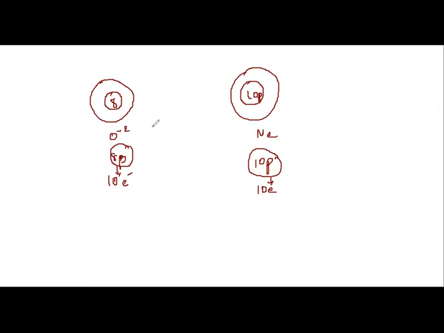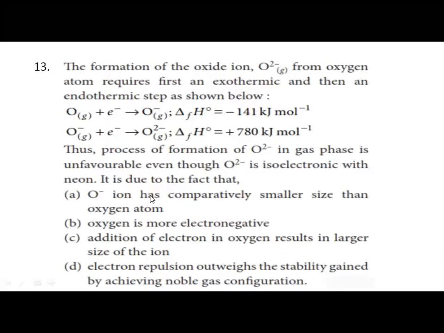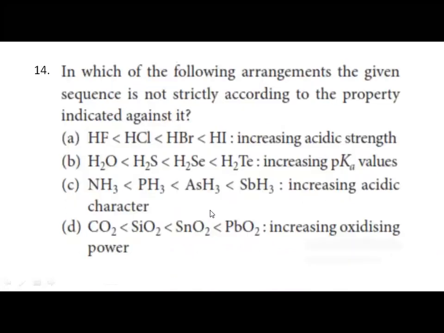Understood? Though O2 minus has gained the stable configuration of the nearest noble gas, that is neon, it is still unfavorable because the nuclear attraction becomes less. Why does it become less? Because of the electron-electron repulsion. So electron-electron repulsion outweighs the stability gained by achieving noble gas configuration. So option D is the correct option.